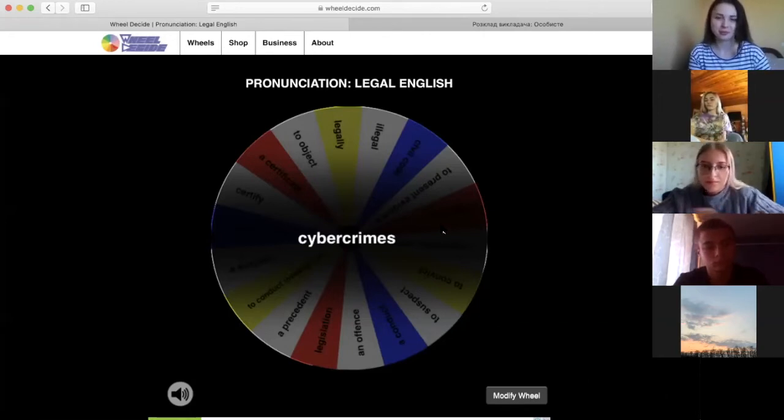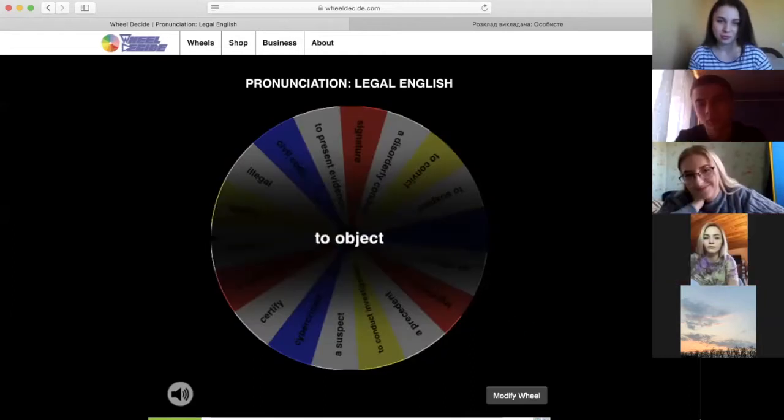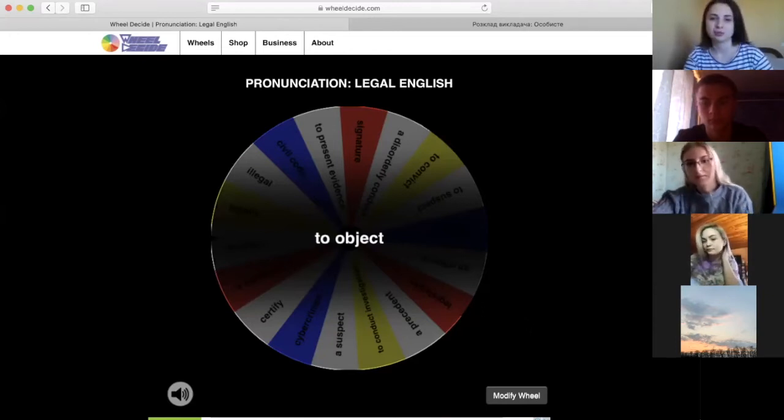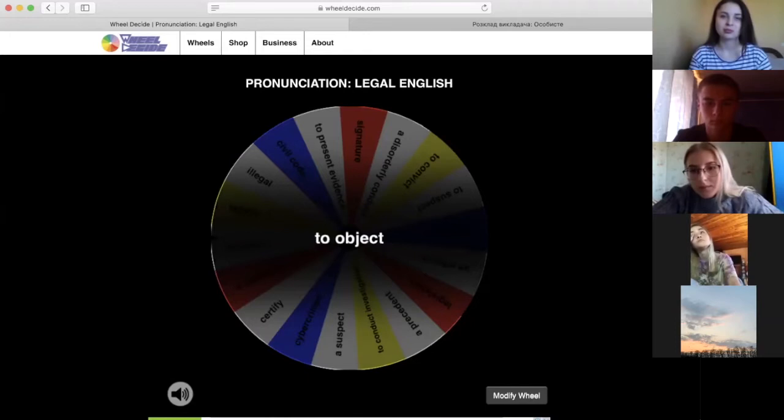The next one, Bogdan. The object. Is it object or object? Bogdan thinks that it's an object. But what about this word? Is it a verb or is it a noun? It's a verb. And that's why it is object, with the stress on the second syllable. Not an object, because an object is a noun. The stress is on the first syllable in a noun, not in a verb.